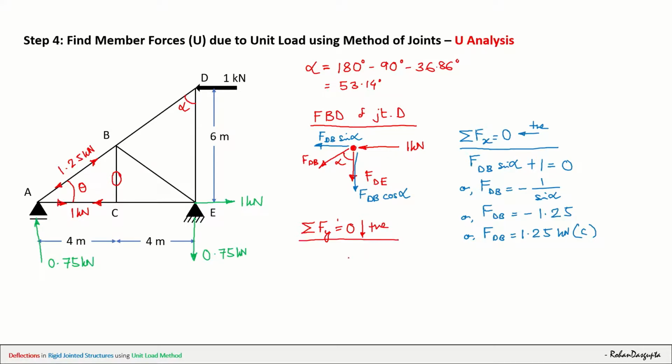So here I have FDE plus FDB cos alpha is equal to 0, or FDE is equal to minus FDB cos alpha.